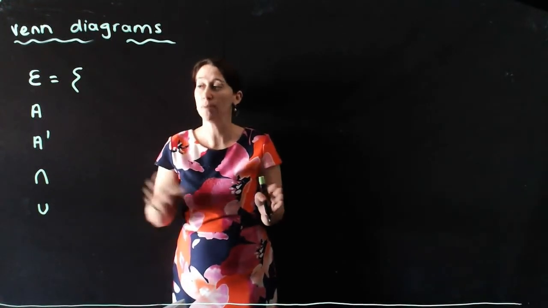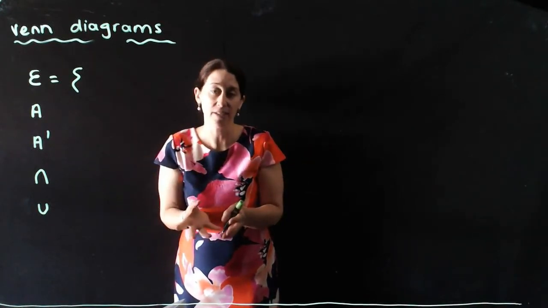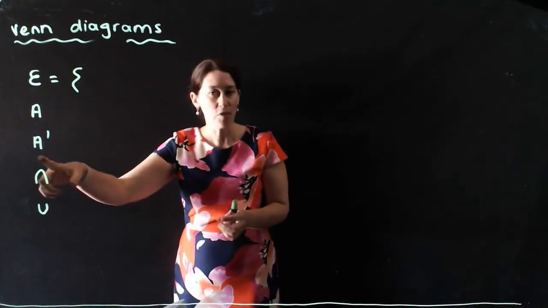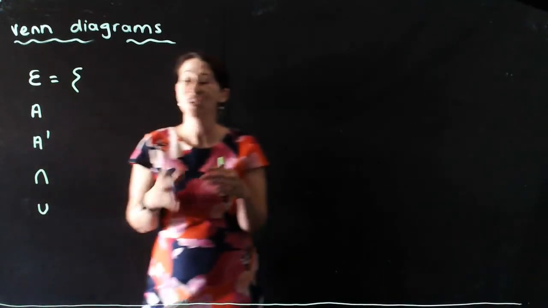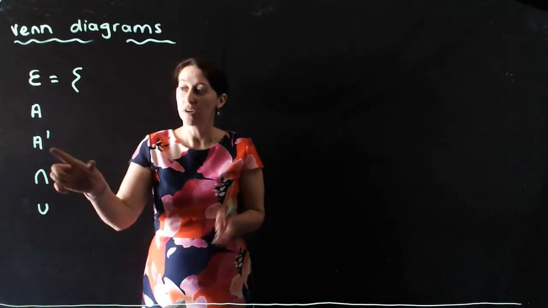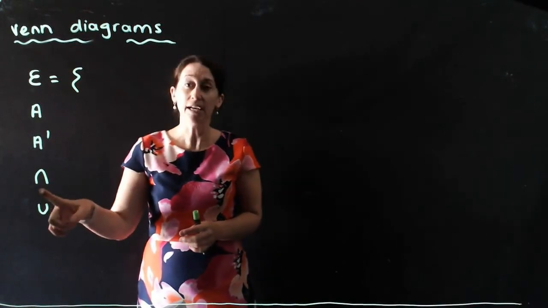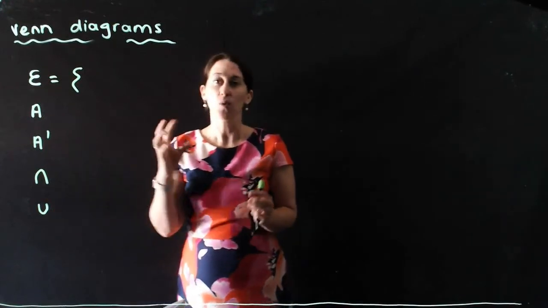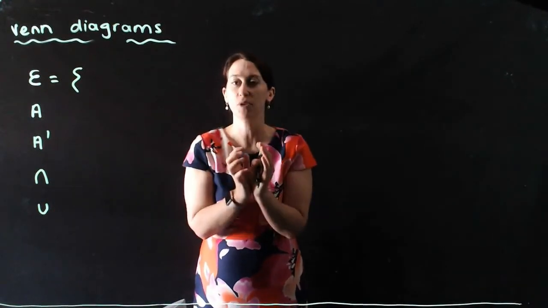So we might be talking about students who choose art, for our example. They will sit in the set A. When we've got A dash, that means the complement of A, so those not in A. So we use a dash to represent the complement. This symbol here means intersection. So we're looking at those students that have the overlap, the intersection between certain sets.